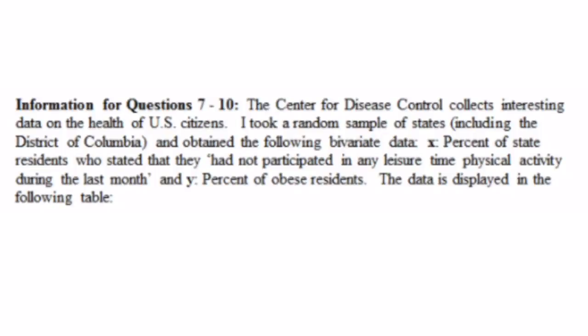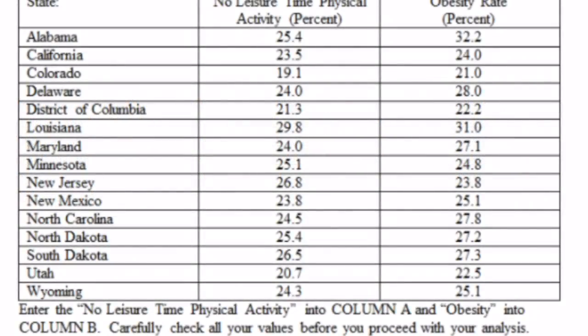Information for questions 7 through 10. The Center for Disease Control collects interesting data on the health of U.S. citizens. I took random samples of the states, including the District of Columbia, and obtained the following bivariate data. X is the percent of states' residents who stated that they had not participated in any leisure time physical activity during the last month, and Y is the percent of obese residents. The data is displayed in the following table.